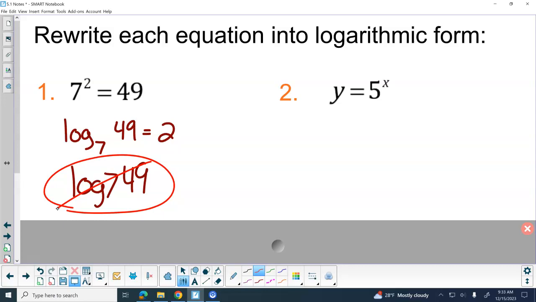y equals 5 to the x power. What's that one going to be? Log base 5 of y equals x.